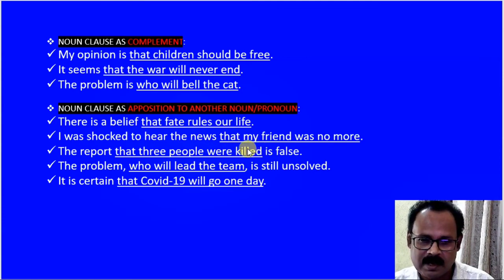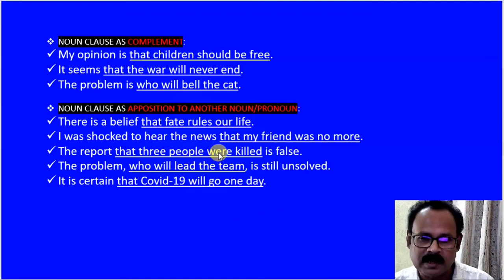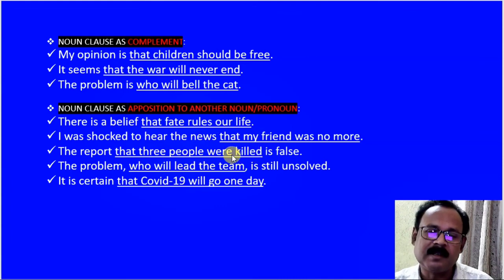The report that three people were killed is false. The report, what is that report? That three people were killed. That means this noun clause is an extension to the noun phrase, the report. That means it tells us more about the report. So, the report that three people were killed is false. So, this is the noun clause that three people were killed, and it is an apposition to the noun phrase, the report.